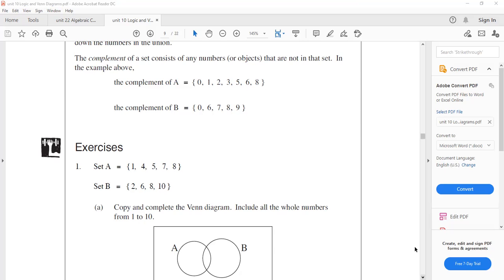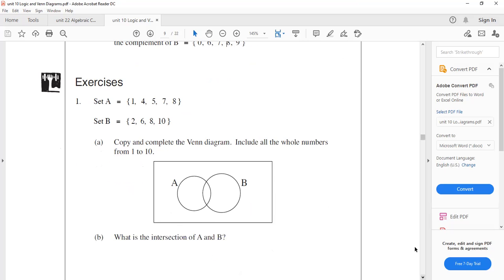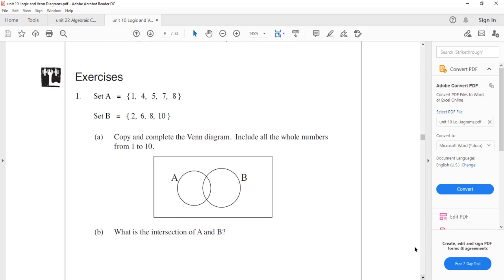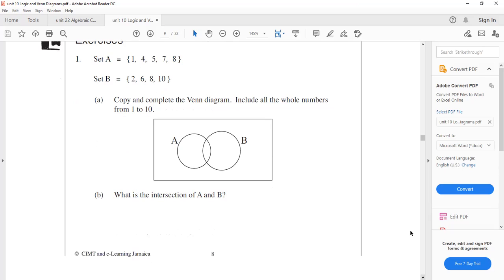And now here they give some exercises. So they say set A is that, set B is that, and they ask you to copy and complete the Venn diagram, include all the whole numbers from 1 to 10. So that right there is the universal set, that 1 to 10. And then you're going to create this thing.